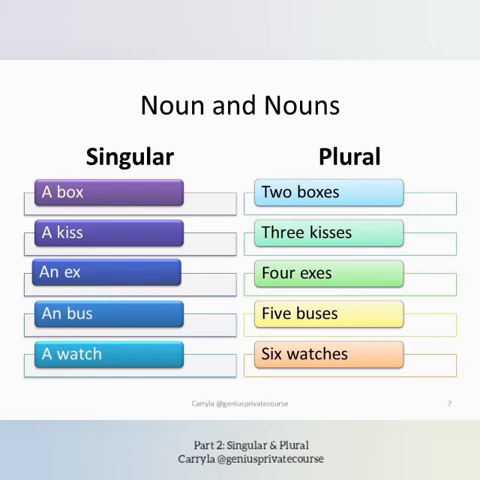Tolong dikoreksi, dibenerin pada bagian bus yang singular itu harusnya a bus, kayaknya typo. Okay. Next, a watch. Jadinya 6 watches. Like this. 6 watches.